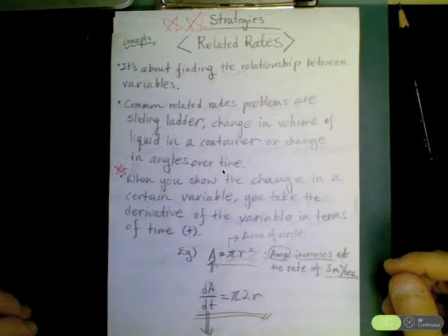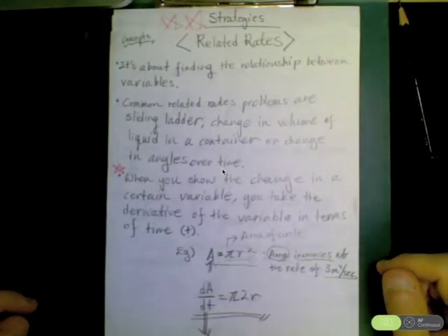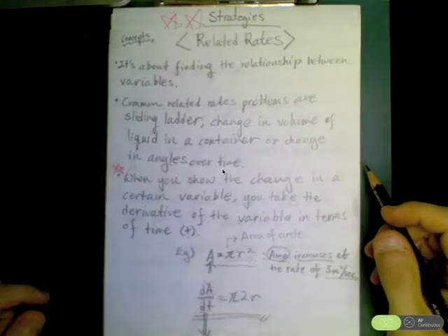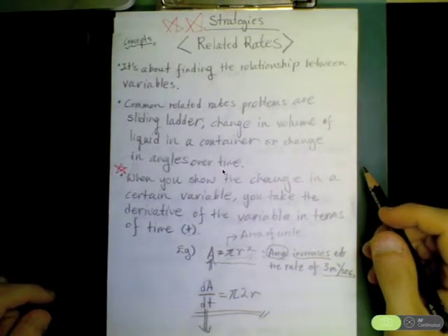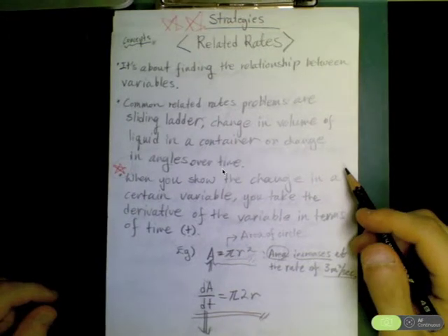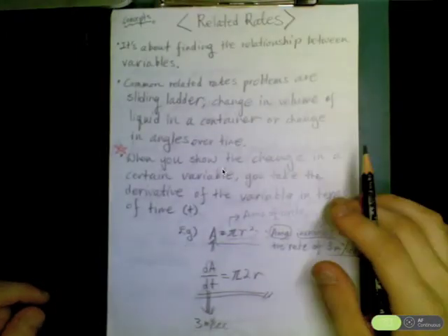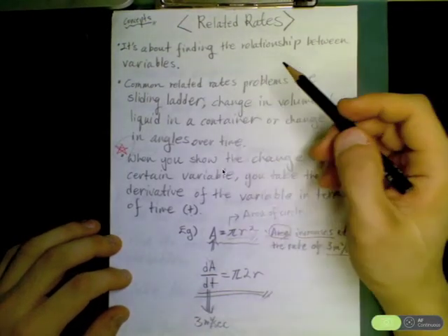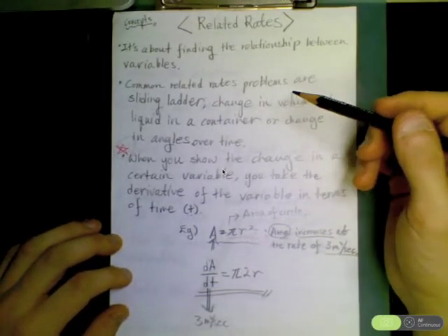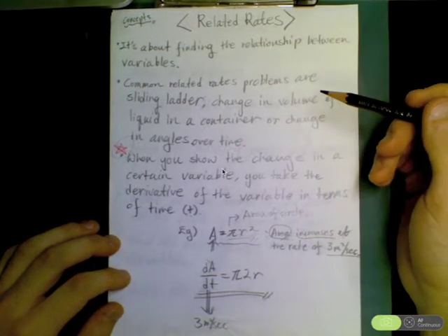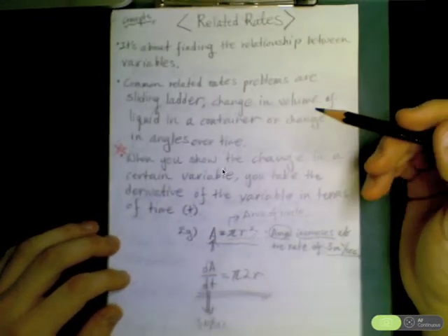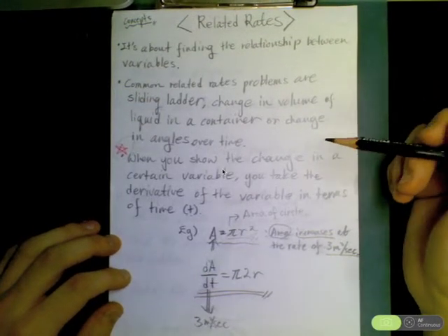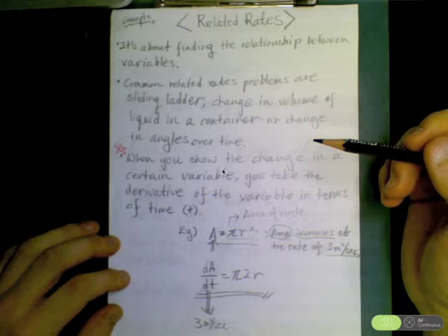Okay guys, this is Lewis, and in this video I'm about to teach you how to solve related rates problems. So let us begin. Related rates problems are basically about finding the relationship between variables, and common related rates problems are sliding ladders, changing volumes of a liquid in a certain container, or change in angles of certain segments over time.